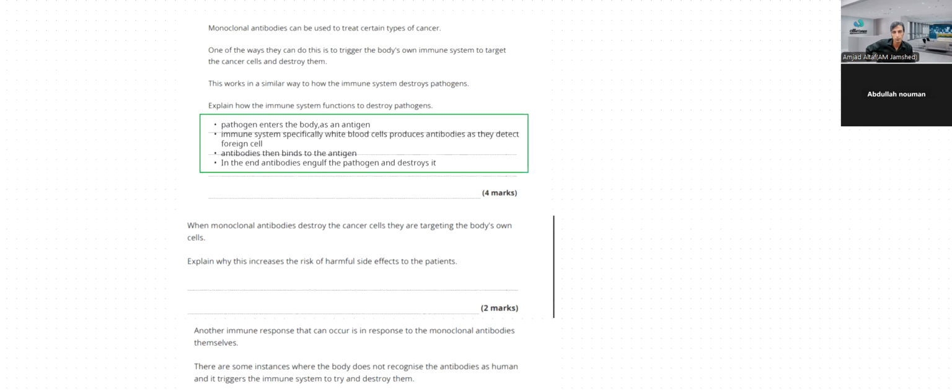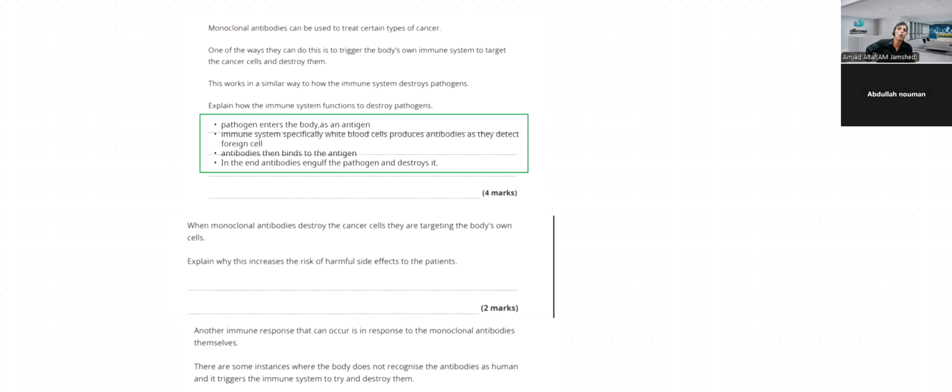Can you see the answer? Pathogens enter the body as antigens. The immune system, specifically white blood cells, produces antibodies as they detect foreign cells. Antibodies then bind to the antigen. In the end, these antibodies engulf the pathogen and destroy it.